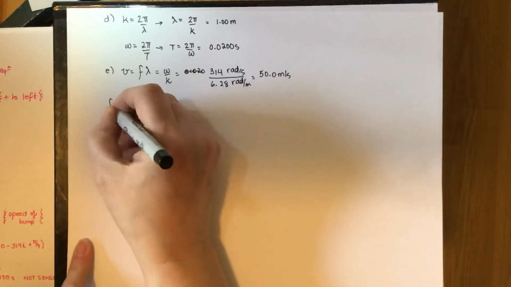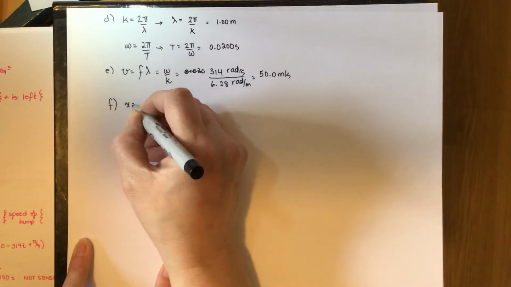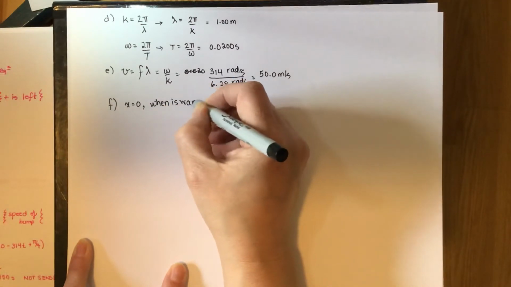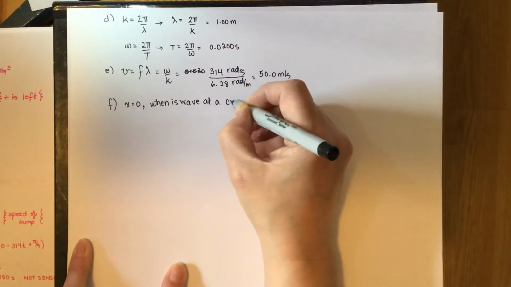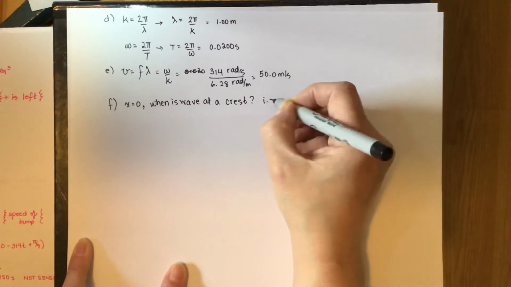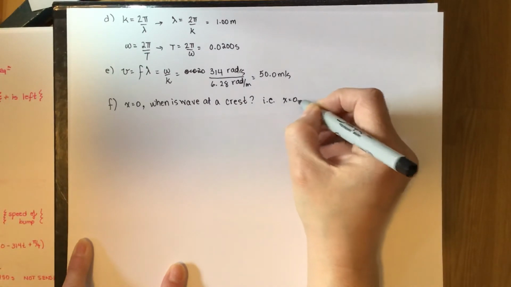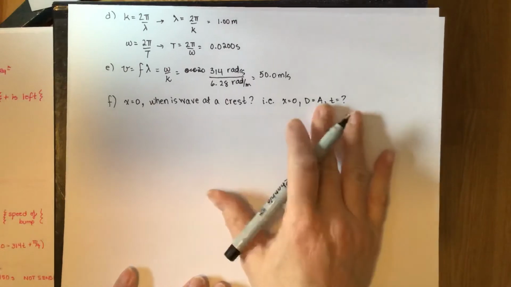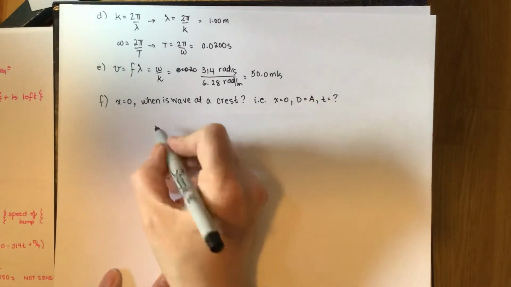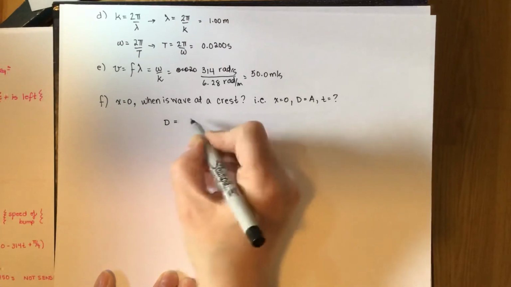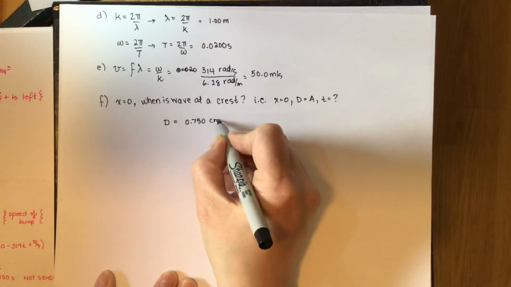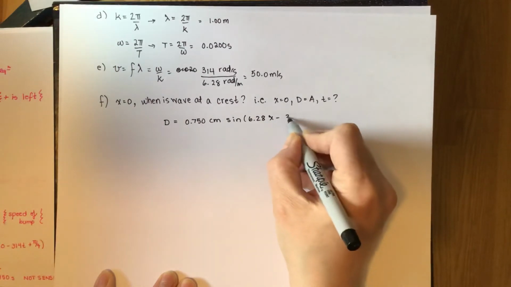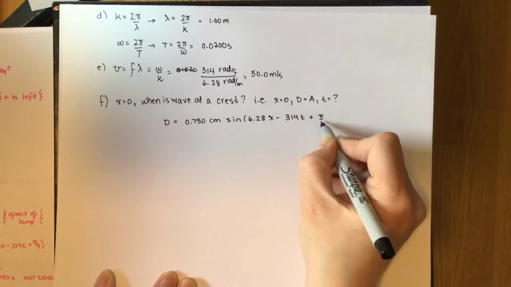So for part F, at x equals 0, when is it at the top? In other words, if x equals 0, d is equal to the amplitude, and we want to know at what time that happens, what is t. So let's start with our equation. The equation we had was d is equal to 0.750 centimeters times sine of 6.28 times x minus 314 times t plus pi over 4.